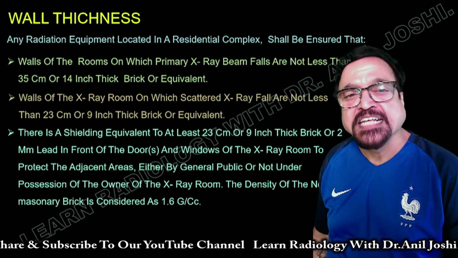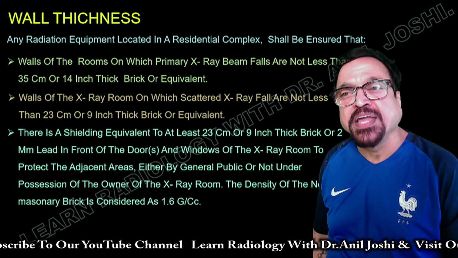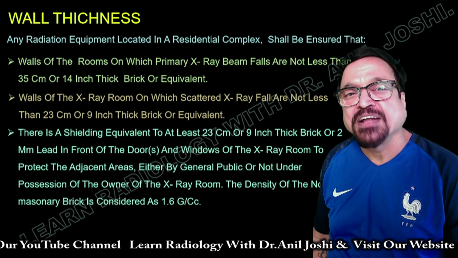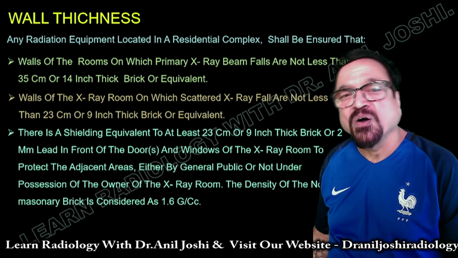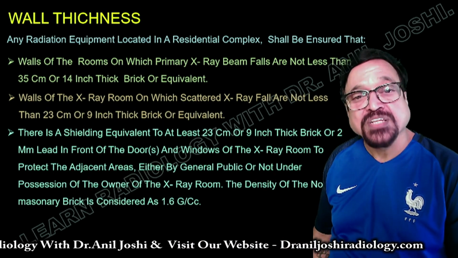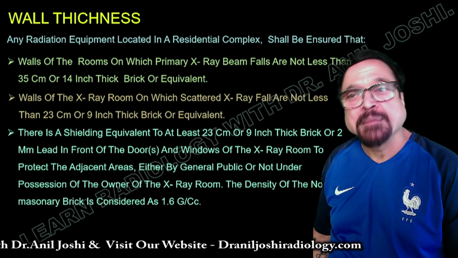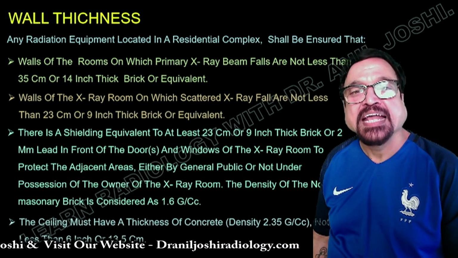In other words, the easiest way to remember: find out where the primary ray is going and make it 14-inch concrete; find out where the secondary ray is going and there make it 9 inches equivalent thickness; and if there are doors, protect them with 2 mm thickness of lead. That will give you a correct room.